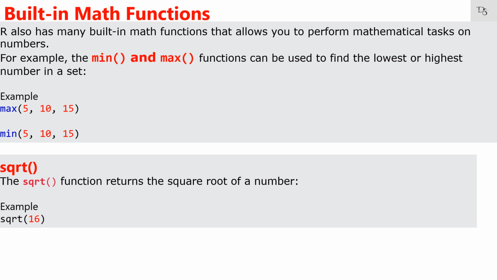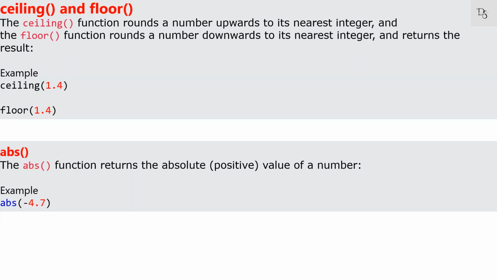For example, max of 5, 10, 15 and min of 5, 10, 15. As well as we have the built-in function square root. It returns the square root of a number. Ceiling and floor functions: the ceiling function rounds a number upwards to its nearest integer, and the floor function rounds a number downwards to its nearest integer, and the abs function returns the absolute positive value of a number.